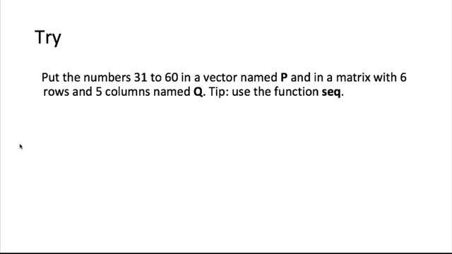So here's a little example that I want you to try. I want you to put the numbers 31 to 60 in a vector named P and in a matrix with 6 rows and 5 columns named Q. And a little hint is you can use the seq command.